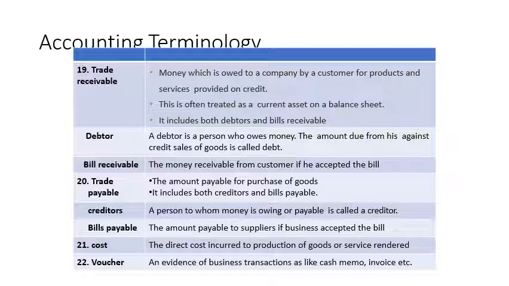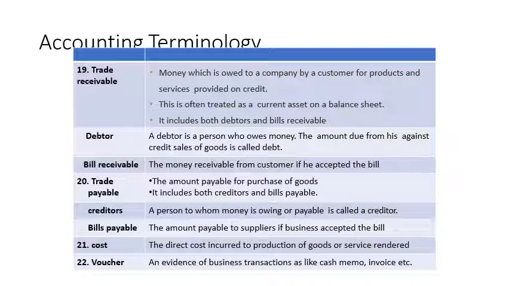But before we start, you may observe two words here, debtors and bills receivable. So first of all, try to understand the term: trade receivable is equivalent to debtors plus bills receivable. This is the actual formula. So it means the debtors and bills receivable both are part of the trade receivable. Now try to understand the meaning of trade receivable.